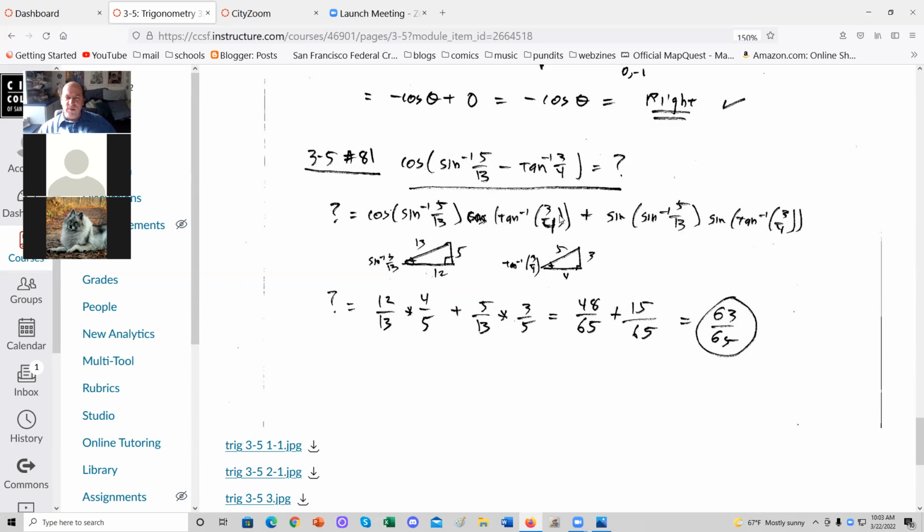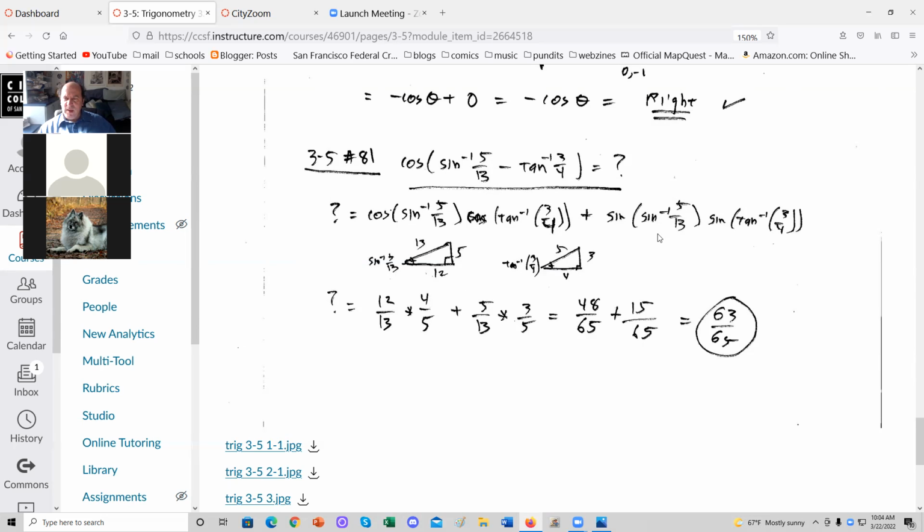Cosine of arctan 3/4. Here we use this triangle here, right angle here. This angle is arctan 3/4. So we achieve that by putting the opposite side be 3, adjacent side be 4. And by a bit of Pythagoras, this third side is 5, the 3, 4, 5 triangle. Cosine of this angle is adjacent over hypotenuse, 4/5. So far I have 12/13 times 4/5.